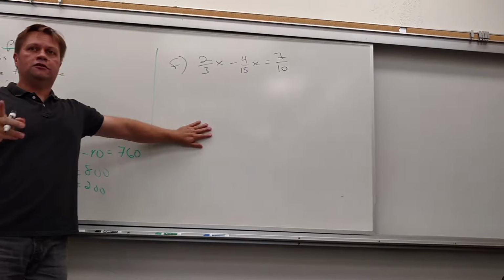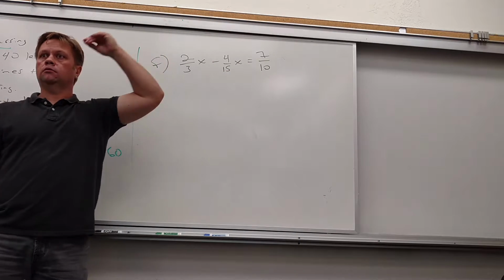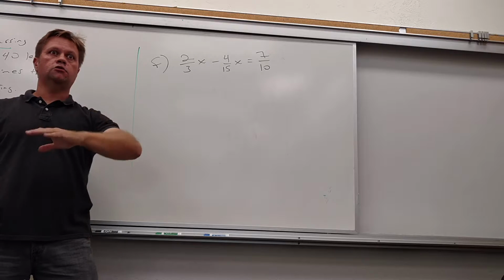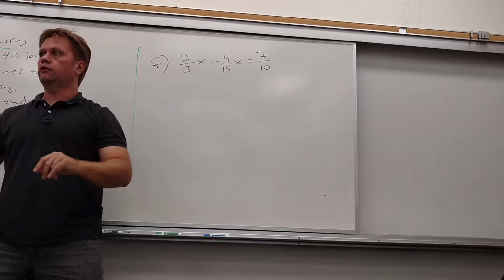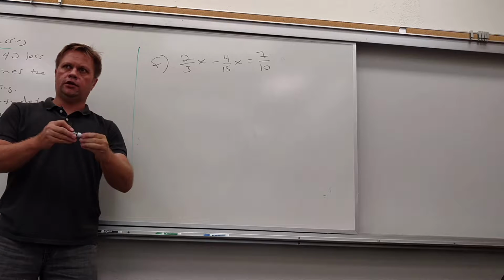So you don't have to. You can get the LCD, combine these, and then cross multiply. That would totally work. You guys see that? You don't have to get rid of the fractions immediately if you don't want to. But if you want to, you can always do this.